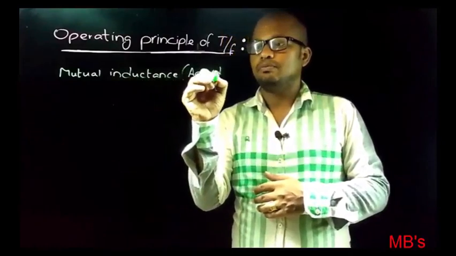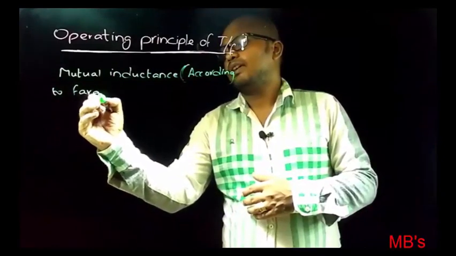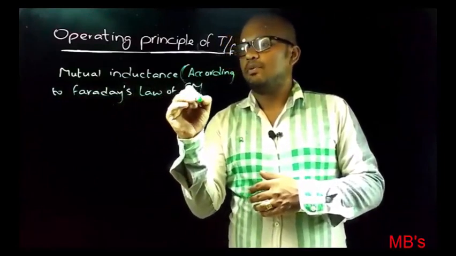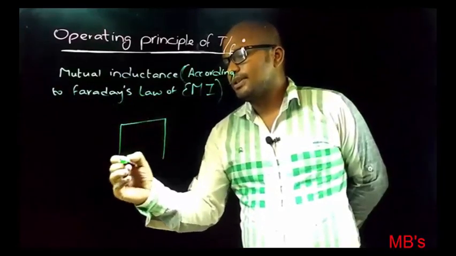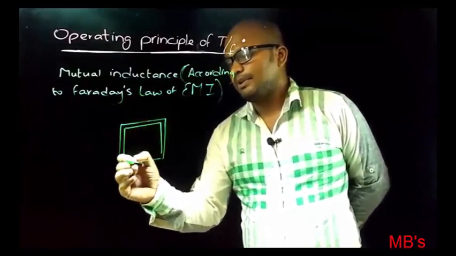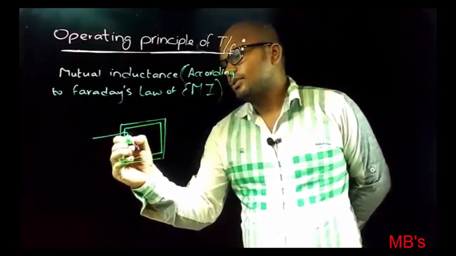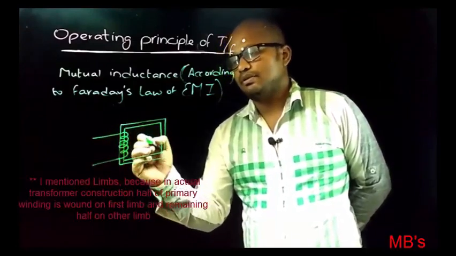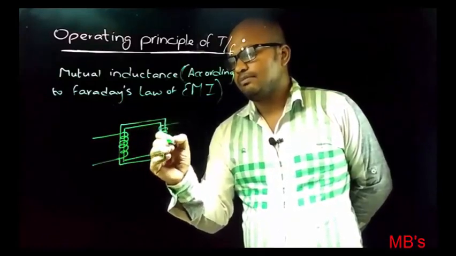According to Faraday's law of electromagnetic induction principle. Suppose this is the transformer core, which is a ferromagnetic material, or it can be ferrimagnetic material too, and let us suppose this is the primary winding which is wound on the limbs of transformer. Okay, this is first limb and this is the second limb of transformer.